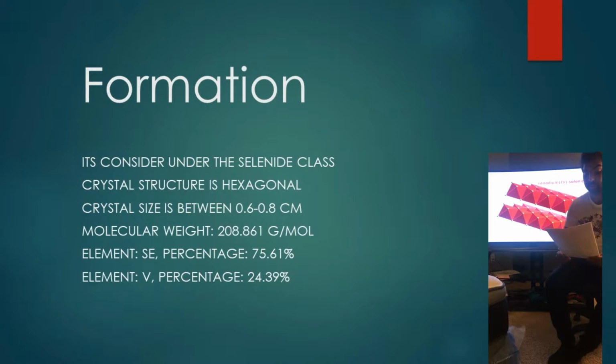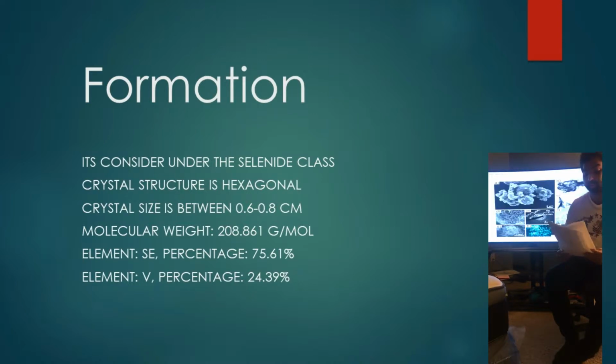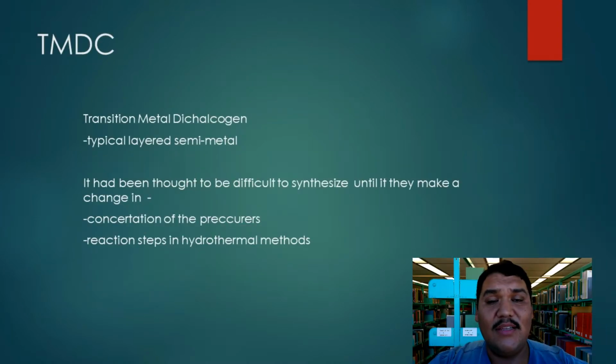Vanadium diselenide primarily belongs to the selenide class, whose formula weight is 208.861. Vanadium diselenide is composed of the elements V and Se, where V has a 24.39 proportion and Se has a 75.61 composition. Vanadium diselenide is a typical layered semimetal, TMDC, which stands for transition metal dichalcogenide.